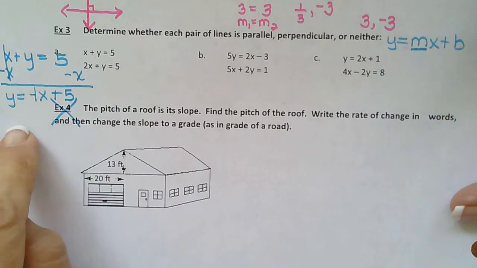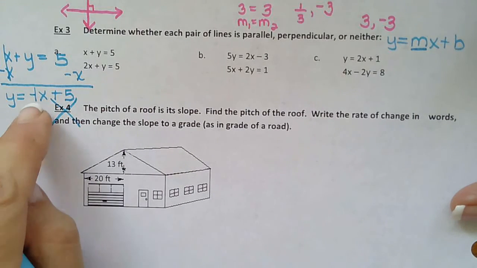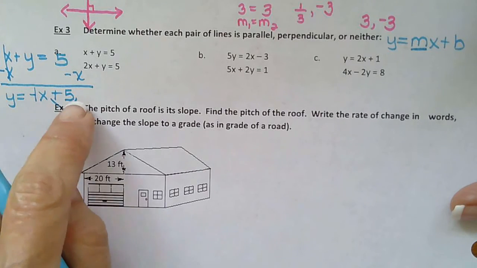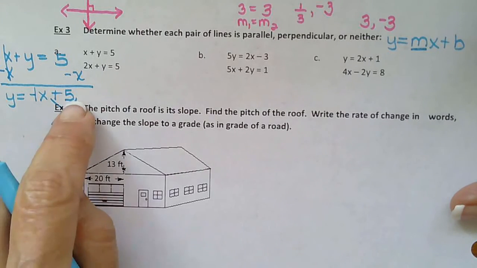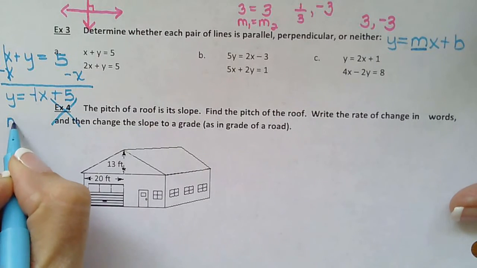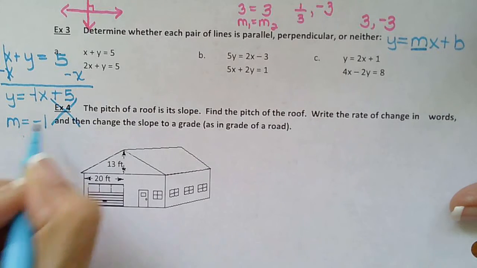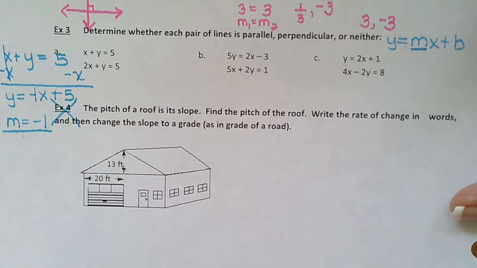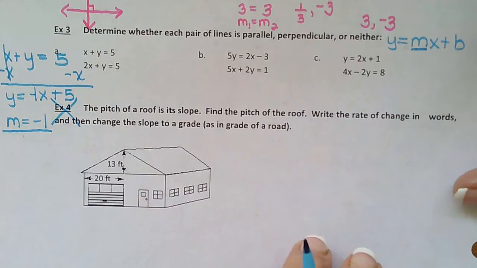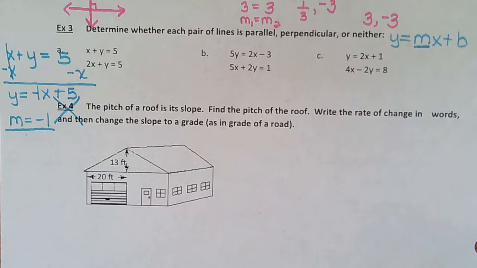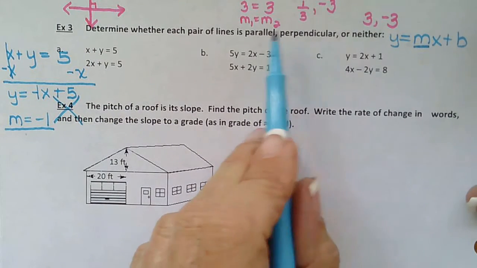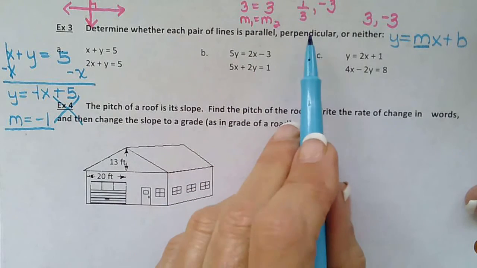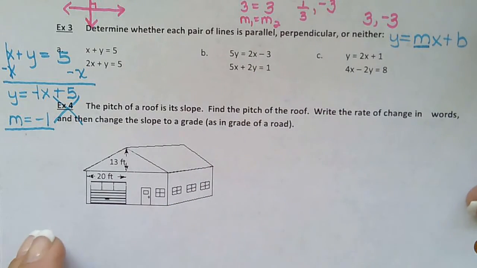So now it looks like y equals mx plus b. So now I can read the m and read the b. So easily I can tell the slope of this line is -1. So now we need to solve the other line, compare the slopes, then we'll know whether to write same slope, parallel lines, perpendicular lines, or neither.